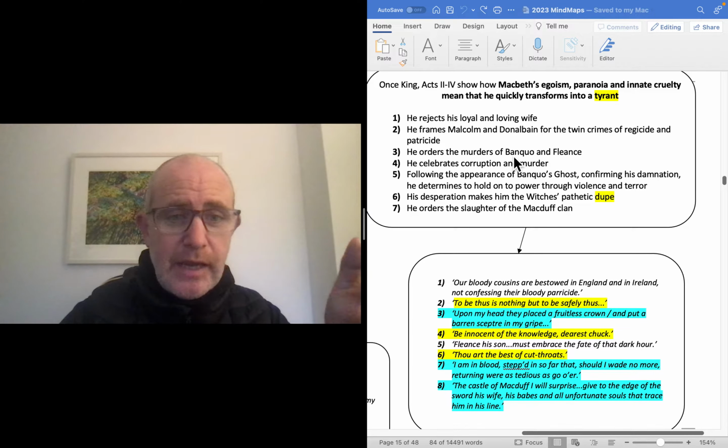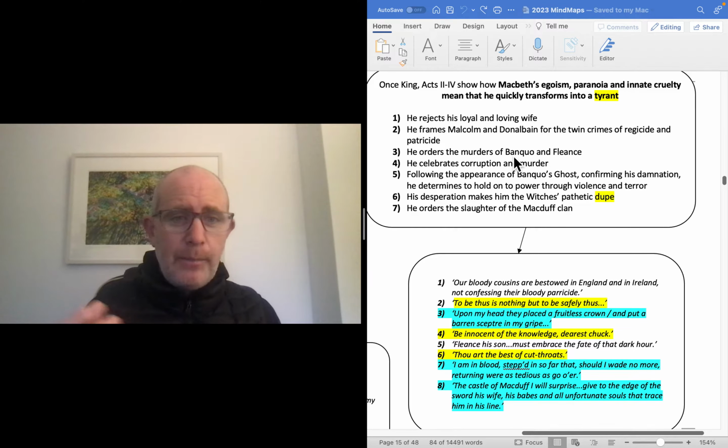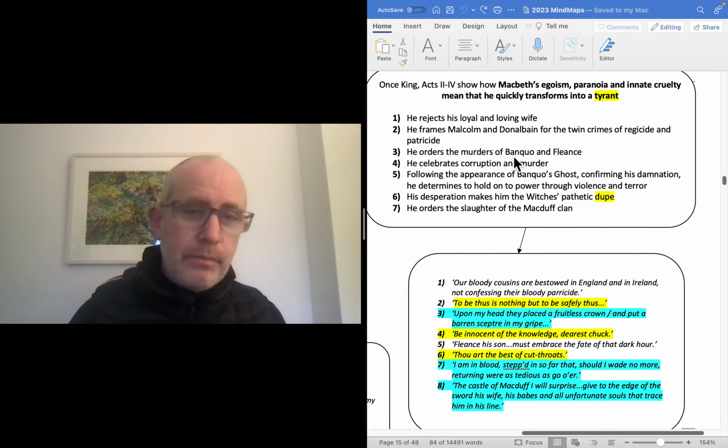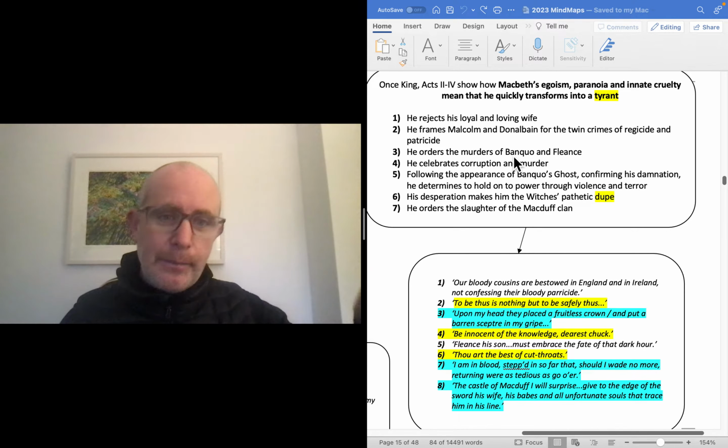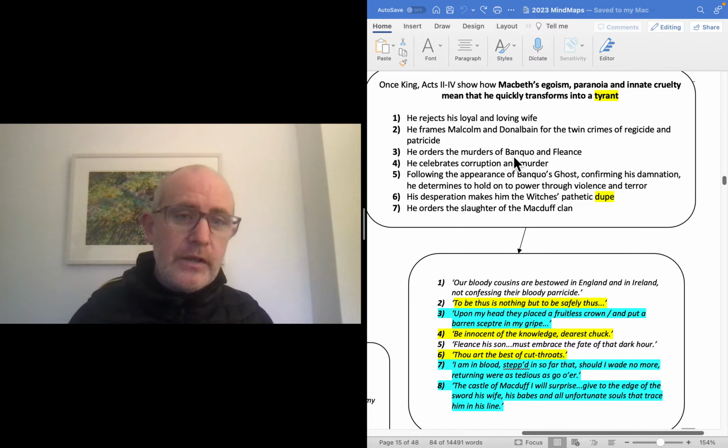Now, after he kills the king, he's saying, "Oh, the witches, they put a barren scepter in my grip," which means essentially that he can be king, but he can't pass the crown or the authority of kingship on, as would be traditional. It's a patriarchy. You pass it on through the family line.